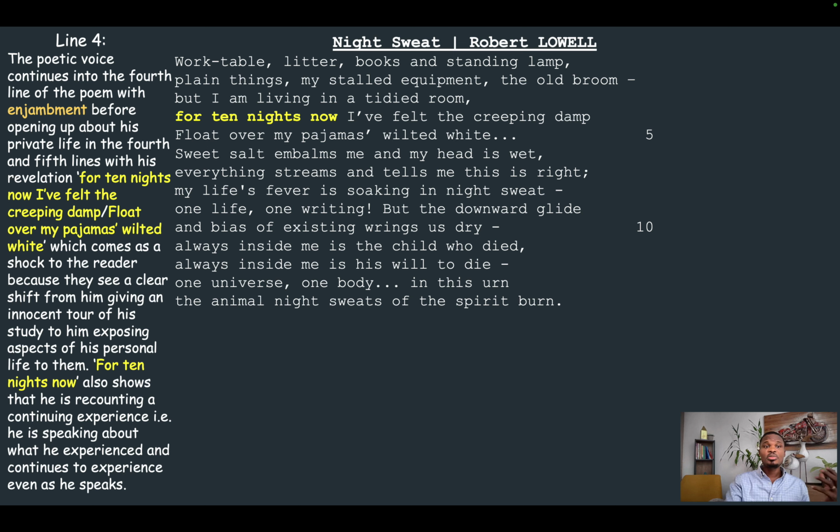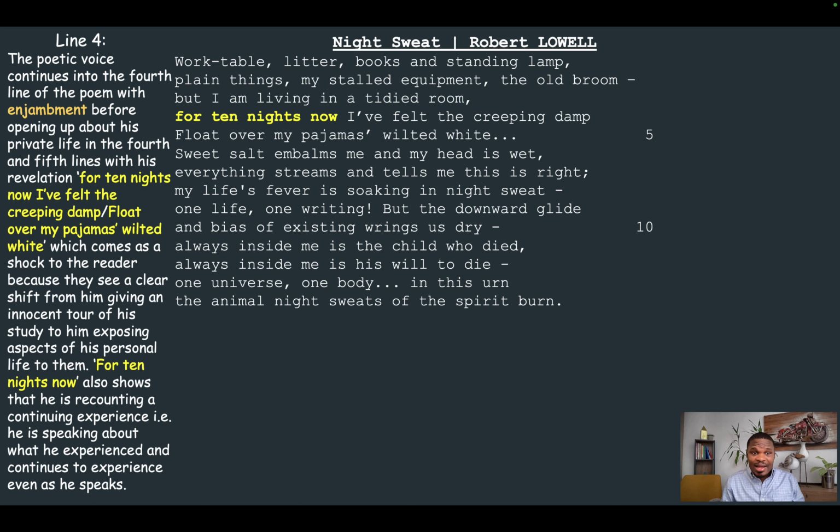So which comes across as a shock to the reader, because that's not what he was talking about a minute ago, right? He was just talking about his room and the things in his room, but he just says, "For 10 nights now, I've felt the creeping damp float over my pajamas with dead white." So it comes across as a shock to the reader because they see a clear shift from him giving an innocent tour of his study or his house to him exposing aspects of his personal life to them.